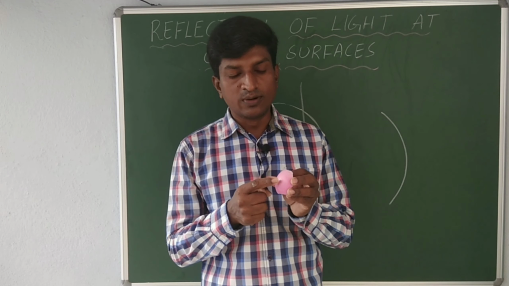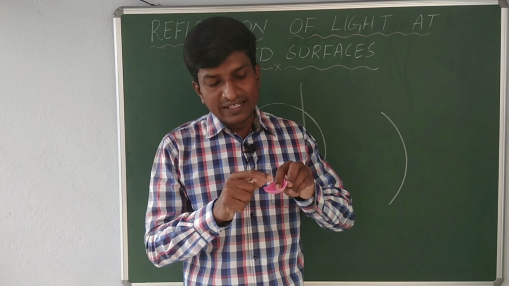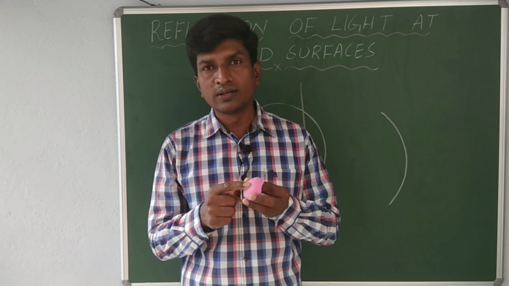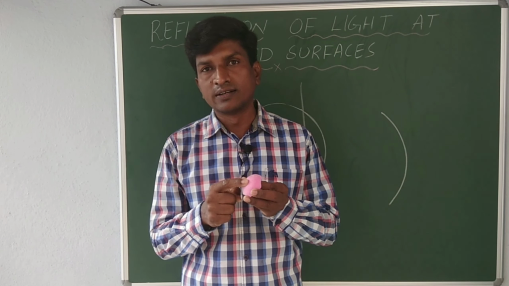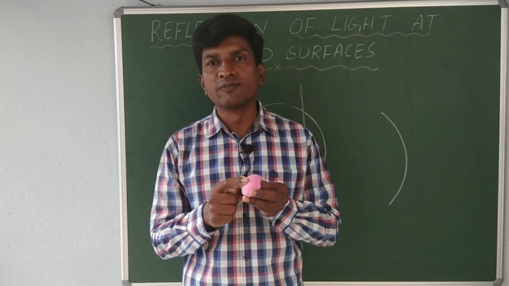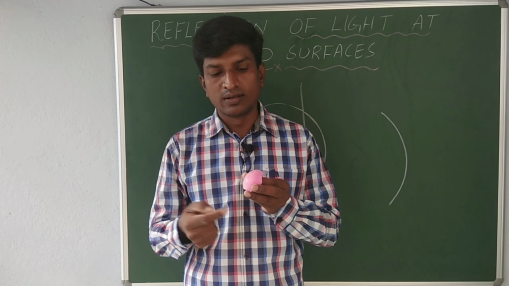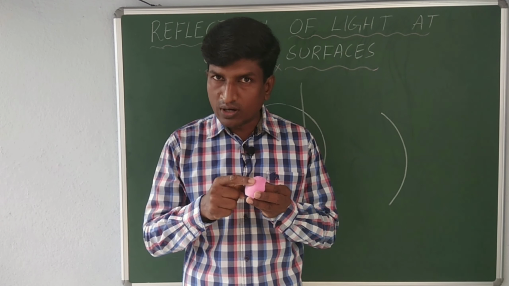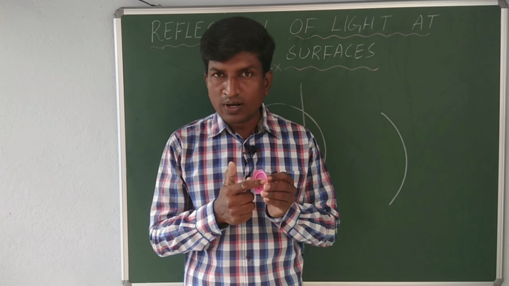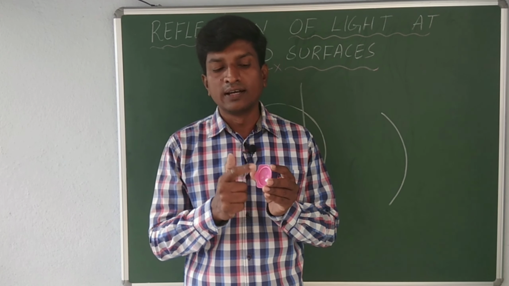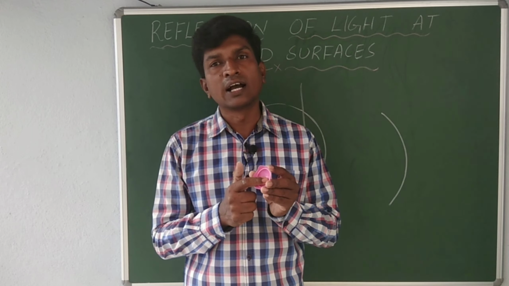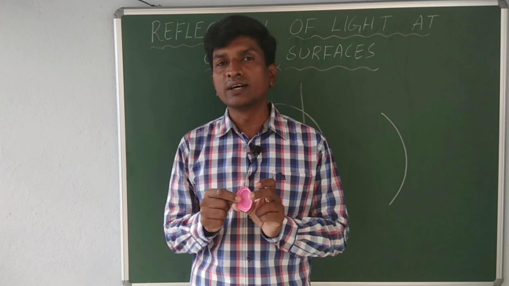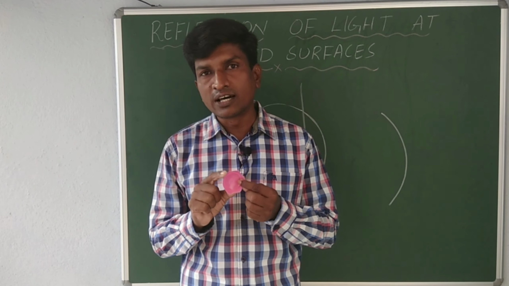If you paint the inside or concave part, then the convex part becomes reflecting. That mirror is said to be a convex mirror. Or if you paint the convex part, the outer part, then the concave part becomes reflecting. Then this mirror is said to be a concave mirror. So we can prepare two types of mirrors with these curved surfaces.